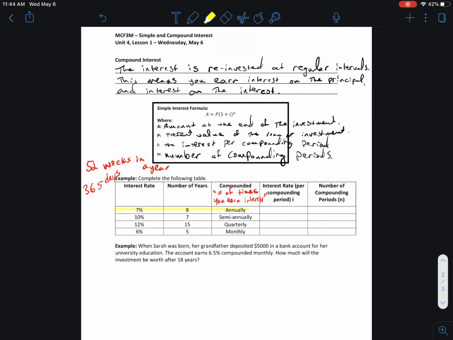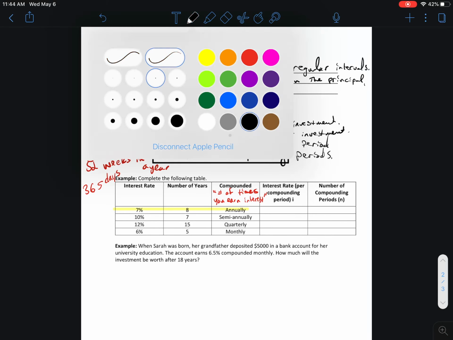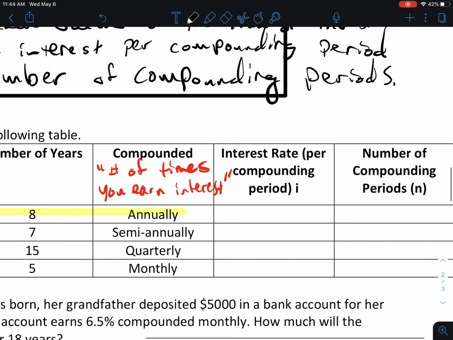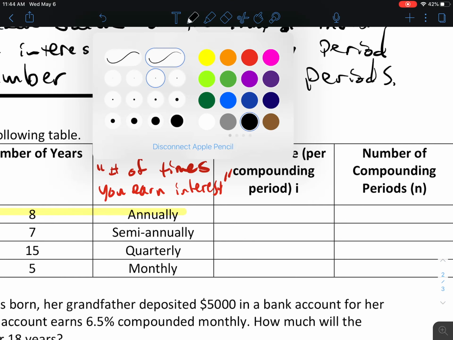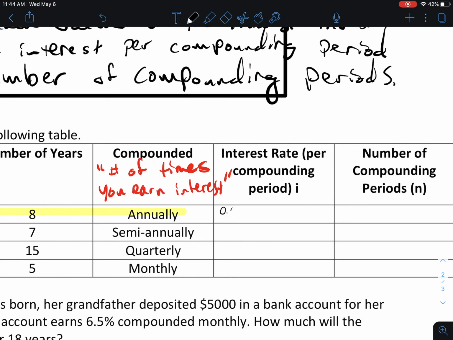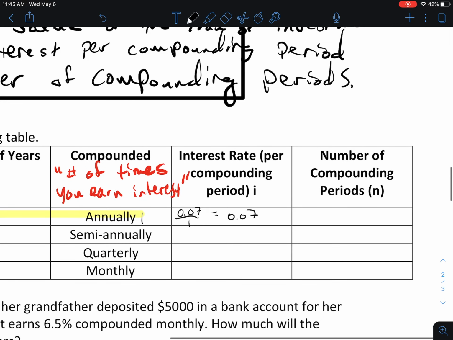So 7%, I'm going to come across this way here. 7% compounded for 8 years annually. Okay, that's going to turn into, okay, this is how this works. We're going to go 0.07, okay, that's the interest rate, and I'm going to divide it by the number of times that it gets compounded, okay? So in this case, annually means once, so I'm going to divide it by 1, okay? And so your I value is going to be 0.07, okay?